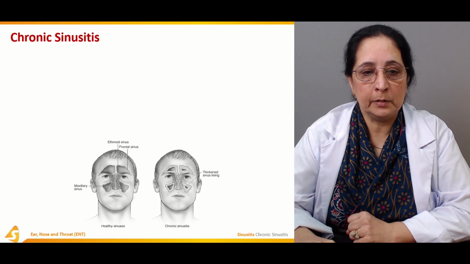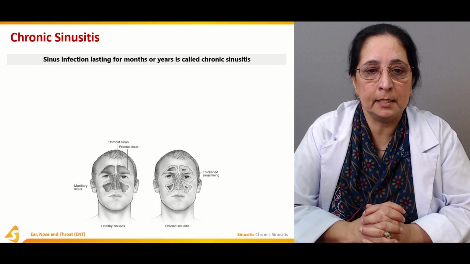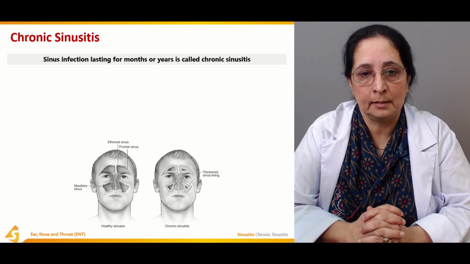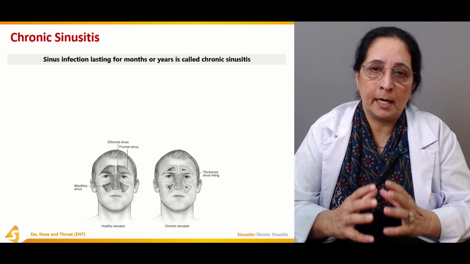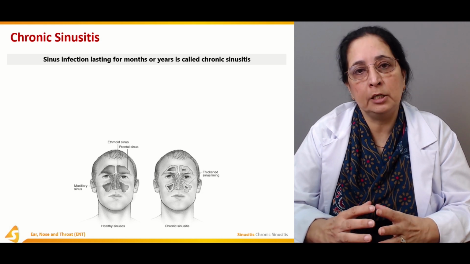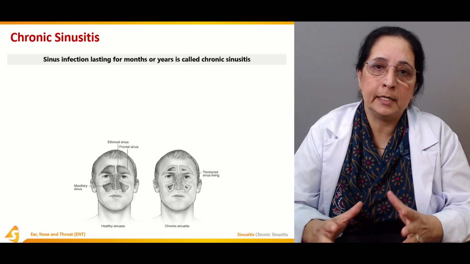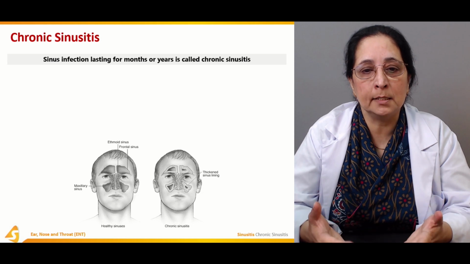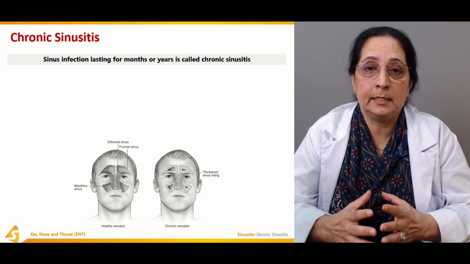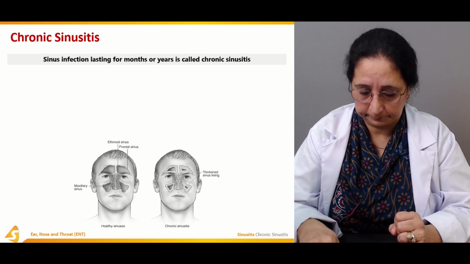So chronic sinusitis is a sinus infection lasting for months or years. As I mentioned, acute is short duration, short term, and chronic is long term. So when it is present for months or even years, this is known as chronic sinusitis.